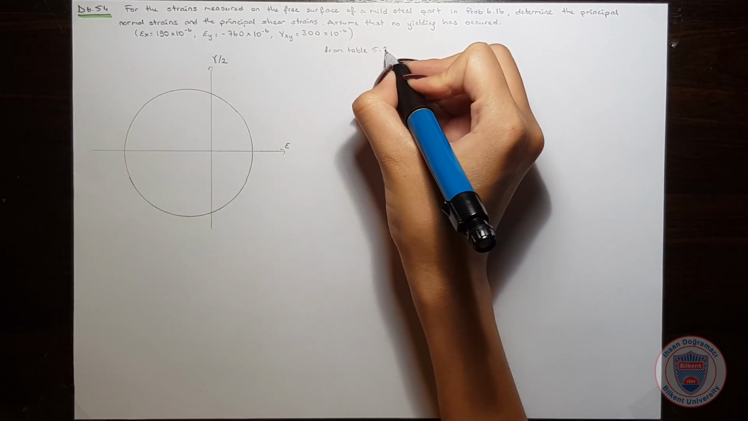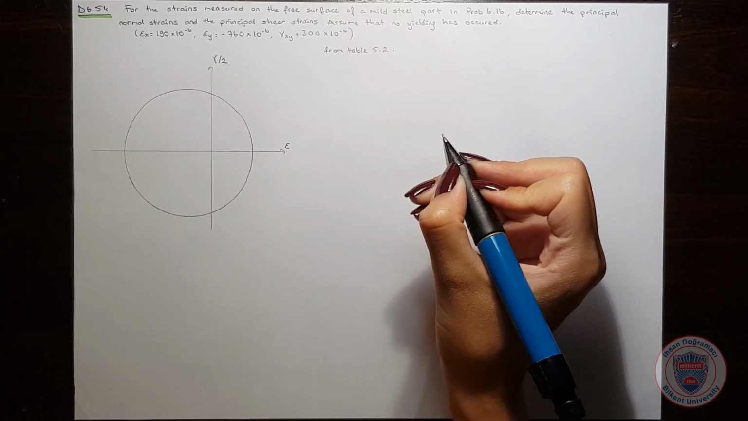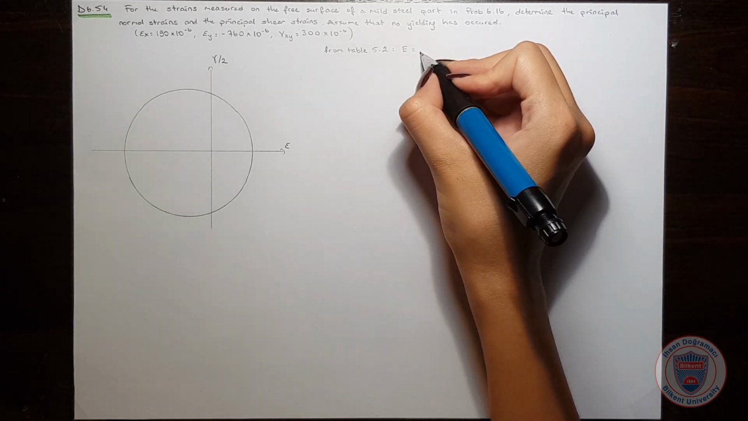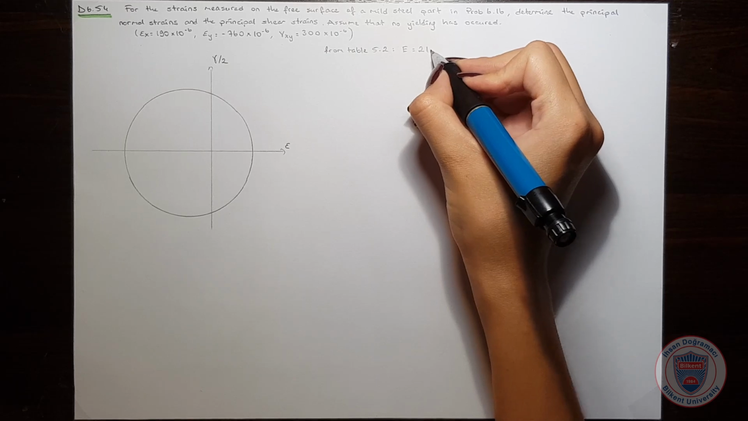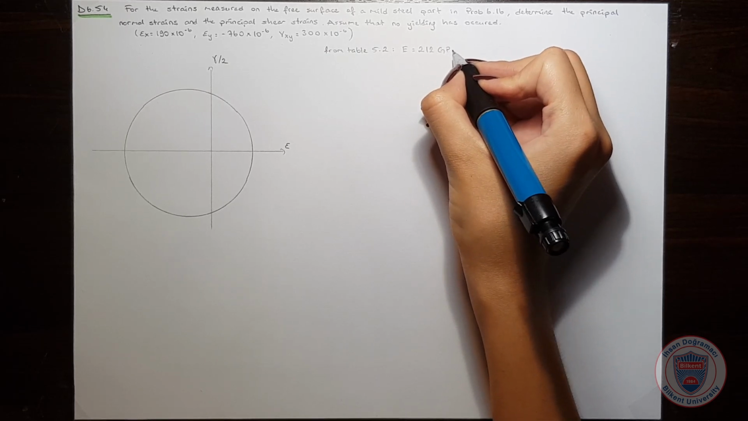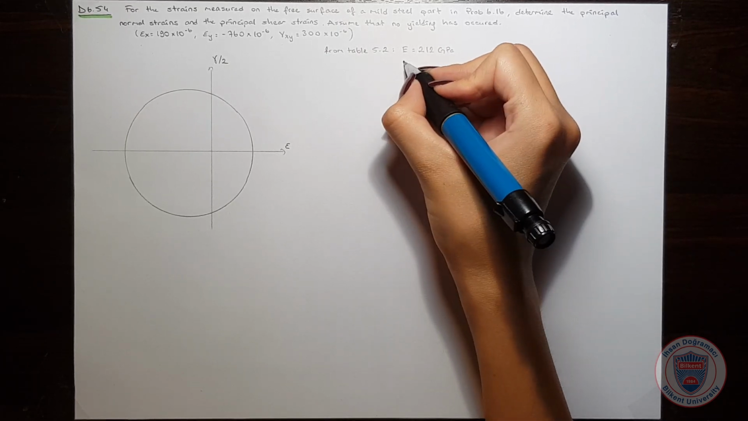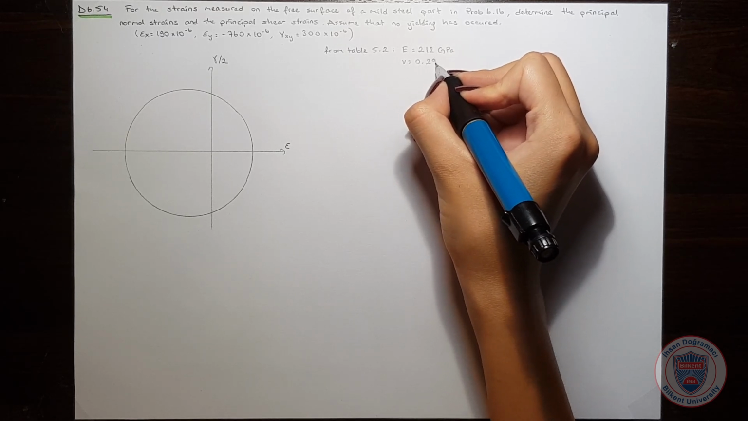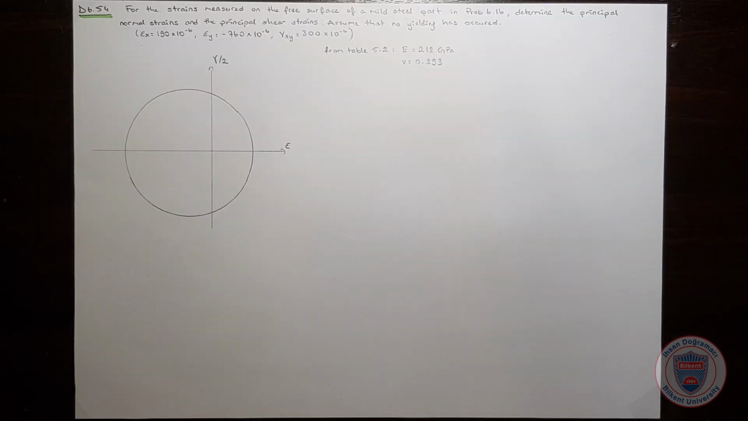From table 5.2, we can obtain Young's modulus as 212 GPa and Poisson's ratio as 0.293. Let's start by finding the center of the circle.